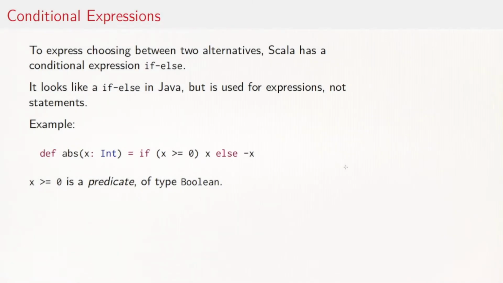In every language, you need a way to choose between two alternatives. And for that, Scala has the conditional expression if-else. It looks like an if-else in Java, but it's used for expressions, not statements. You see an example here.